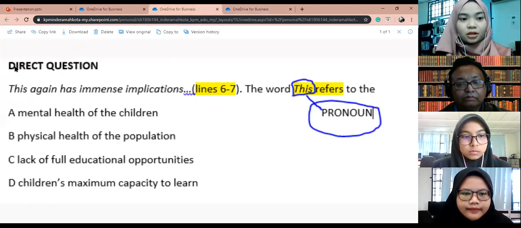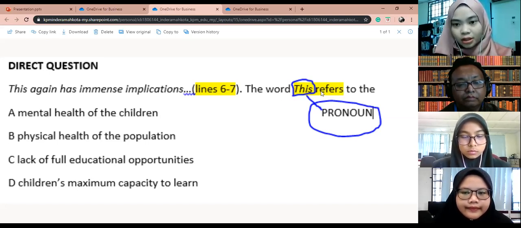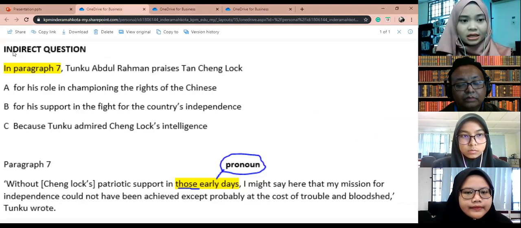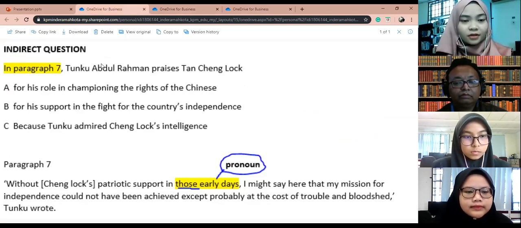These are examples of the direct questions. "This again has immense implications. Line 67, the word this refers to." As you can see, there is a pronoun, and the word refers and a line are stated in the statement. So this means it is a direct reference question. The next example is the indirect reference question, which is: in paragraph 7, Tunku Abdul Rahman praises Tan Cheng Lock.